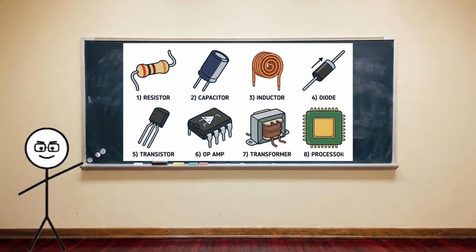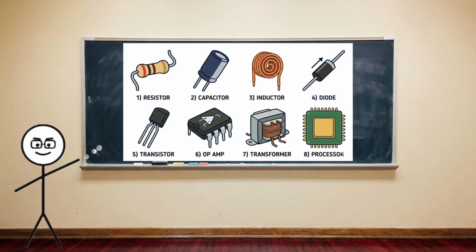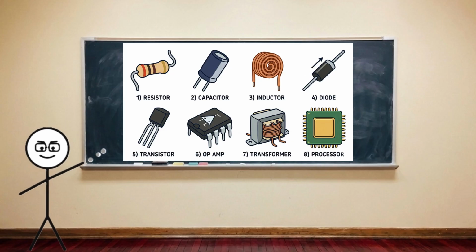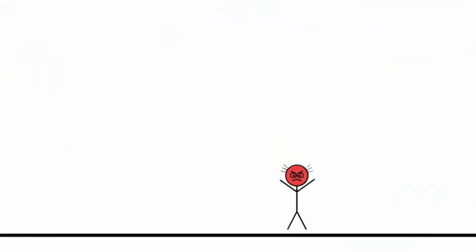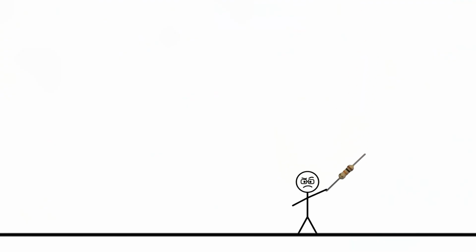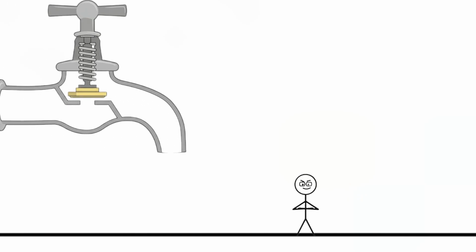Here are the top 8 most important electronic components and how they are used in everyday circuits. Okay then, let's start with the resistor. The name says it all, really. All a resistor does is resist the flow of electrons. But what does that actually mean? To get a better grip on this, let's compare it to a kitchen tap. The mechanics are remarkably similar.